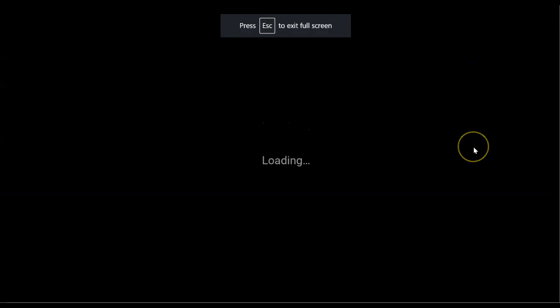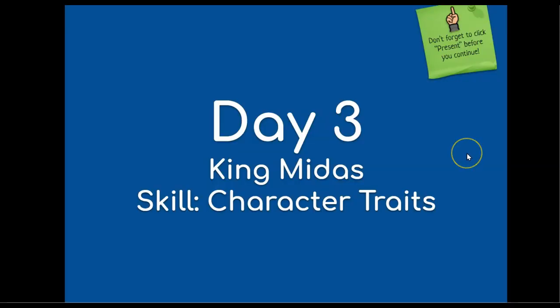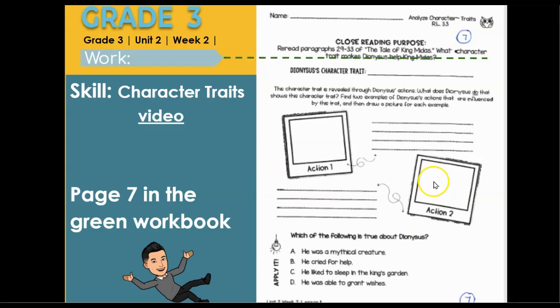All right, we're going to continue with our benchmark unit, okay? Unit 2. And we're still going to be exploring the story of King Midas, and what kind of character traits he may have, or the other character, Dionysus, right? So we're going to work on character traits, okay? And then we're going to be on page 7 of your packet. But first, let's watch this.